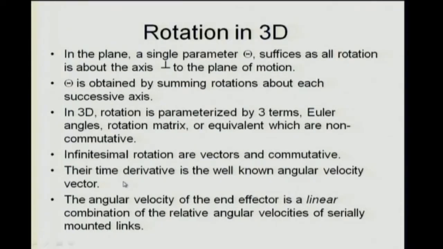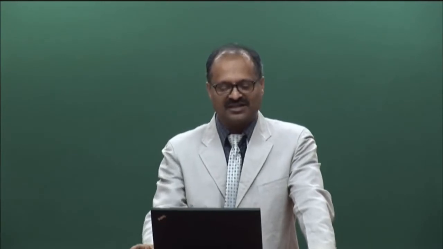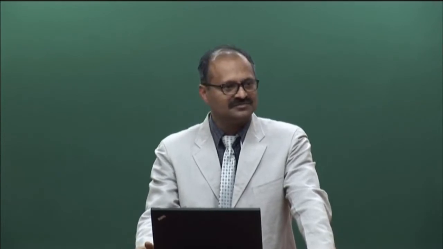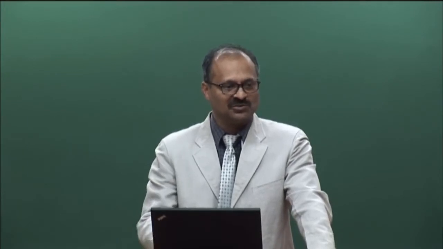So the angular velocity of the end effector is a linear combination of the relative angular velocities of serially mounted links. We take the angular velocities at each joint, so that's a vector. You take a linear combination multiplied by the angular rate and just add them together, and you get the angular velocity of the end effector. I will forewarn you that when we do dynamics, you will realize that angular acceleration does not behave like this. In angular acceleration there is another term, omega cross omega terms, which come in and mess around. So angular velocity is nicely behaved.